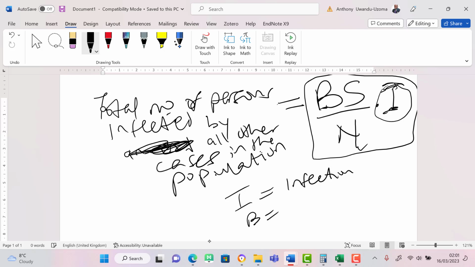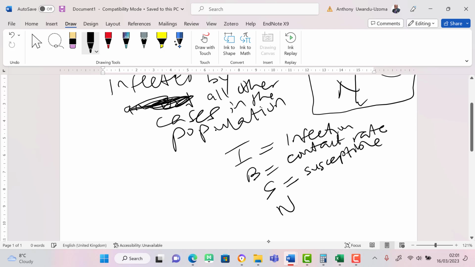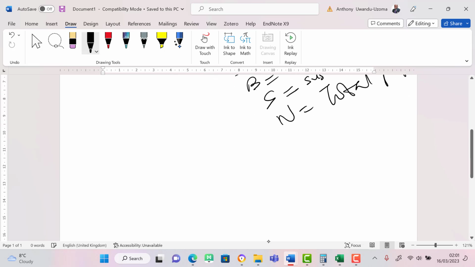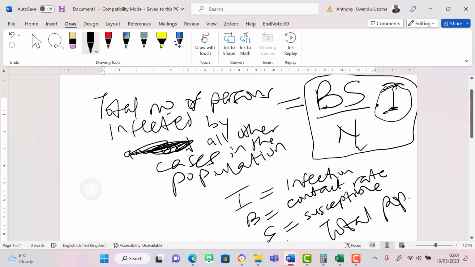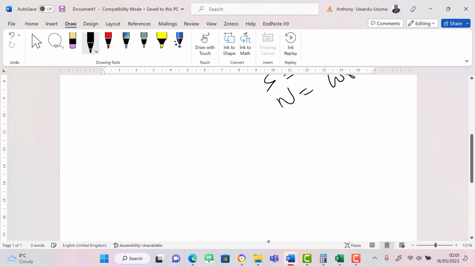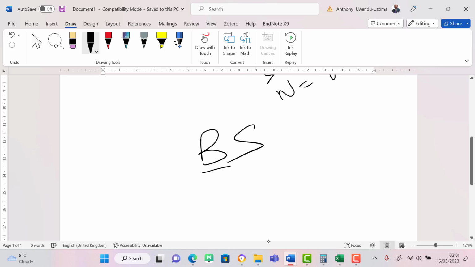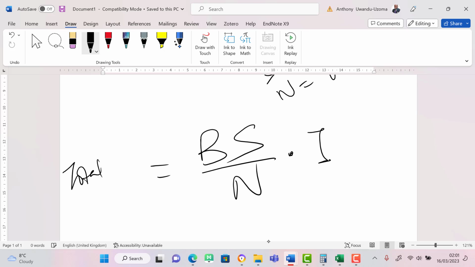Okay, our B is the contact rate, the rate at which those who are infected contact others. All right, our S is the number of those that are susceptible to the virus or to the infection. And then our N is for the total population. Okay. Now we will go to the next thing. So remember, we have B S over N times I will give us the total population. Okay.